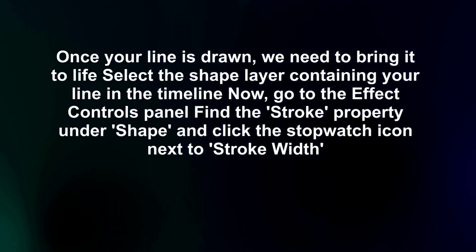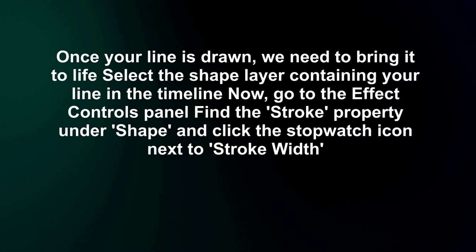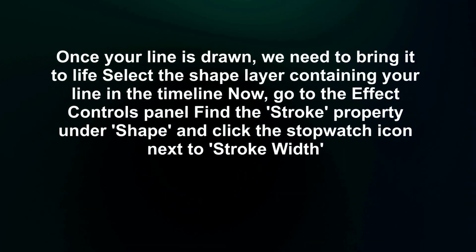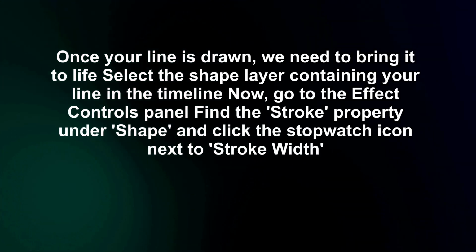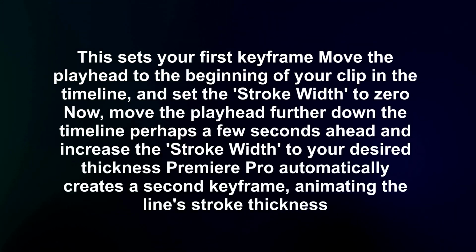Select the shape layer containing your line in the timeline. Now, go to the Effect Controls panel, find the Stroke property under Shape, and click the stopwatch icon next to Stroke Width. This sets your first keyframe.